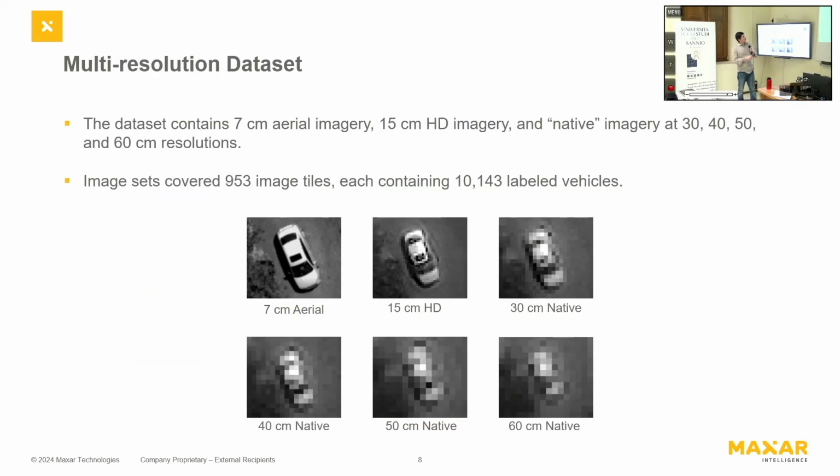Then you create your multi-resolution data set, right? And you do this starting, for example, from 7 centimeter. And you can simulate 30, 40, 50, 60. And what I said earlier is that you should have at least a 3x factor. So we could not simulate a 15 centimeter image with a 7 centimeter aerial. You could, but it's wrong. So don't do it.